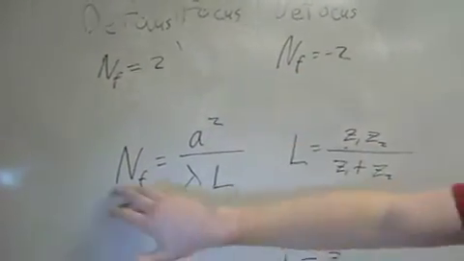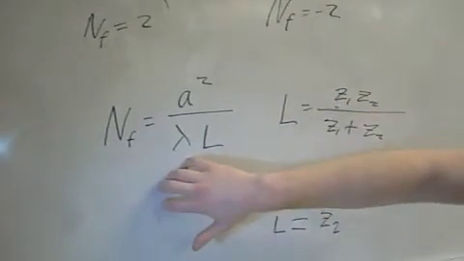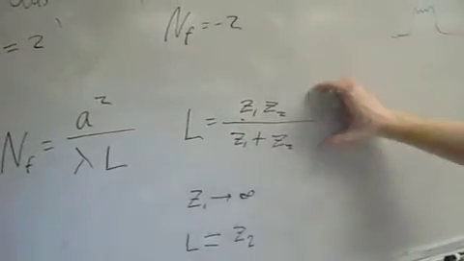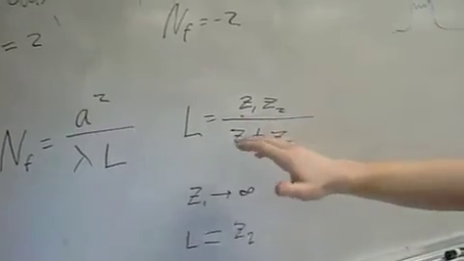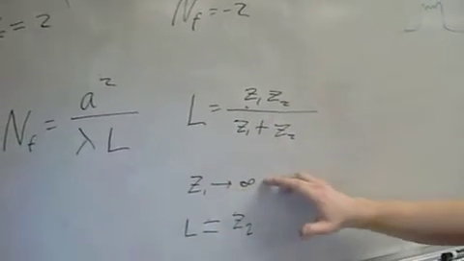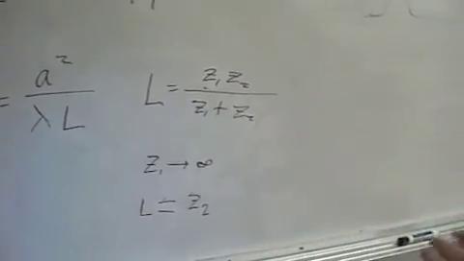Fresnel number. Our Fresnel number is calculated based on the size of our aperture, the wavelength of light, and this L factor. And the L factor is determined by this equation, Z1 Z2 over Z1 plus Z2. For our collimated light coming in, Z1 approaches infinity, which means that our L will be approximately equal to Z2.